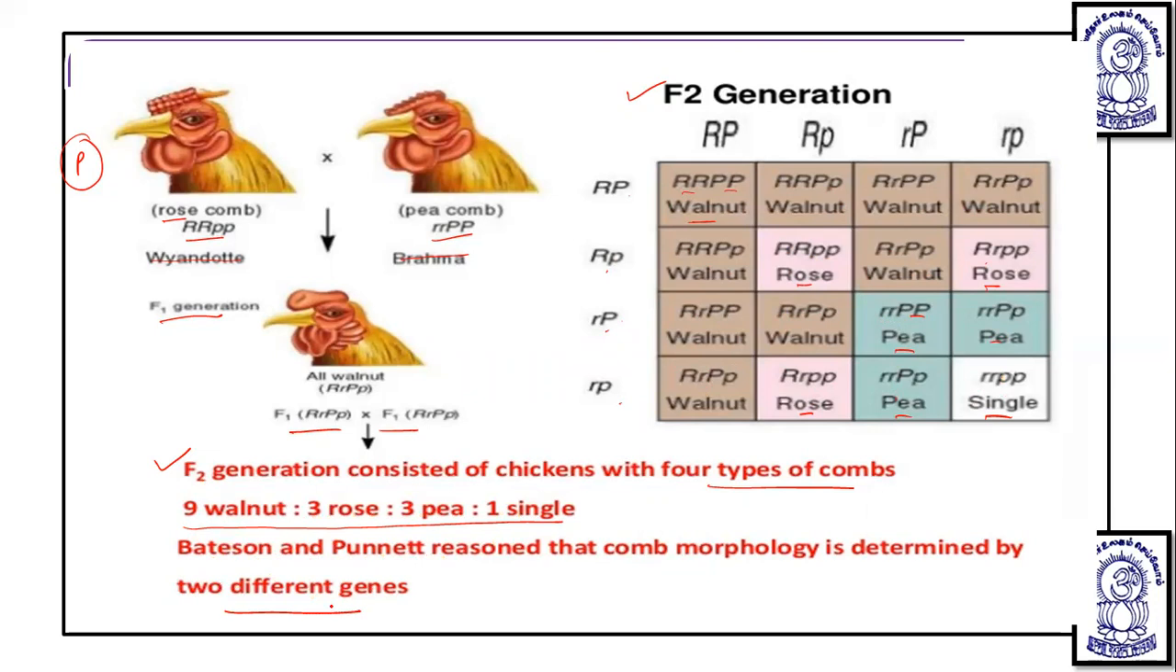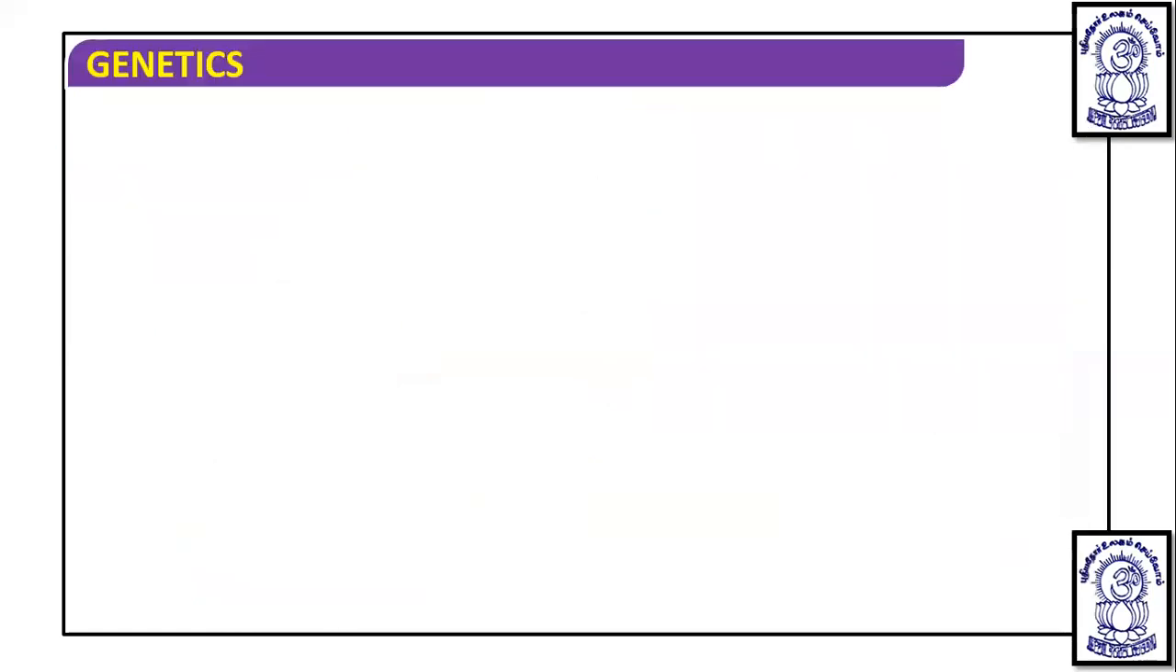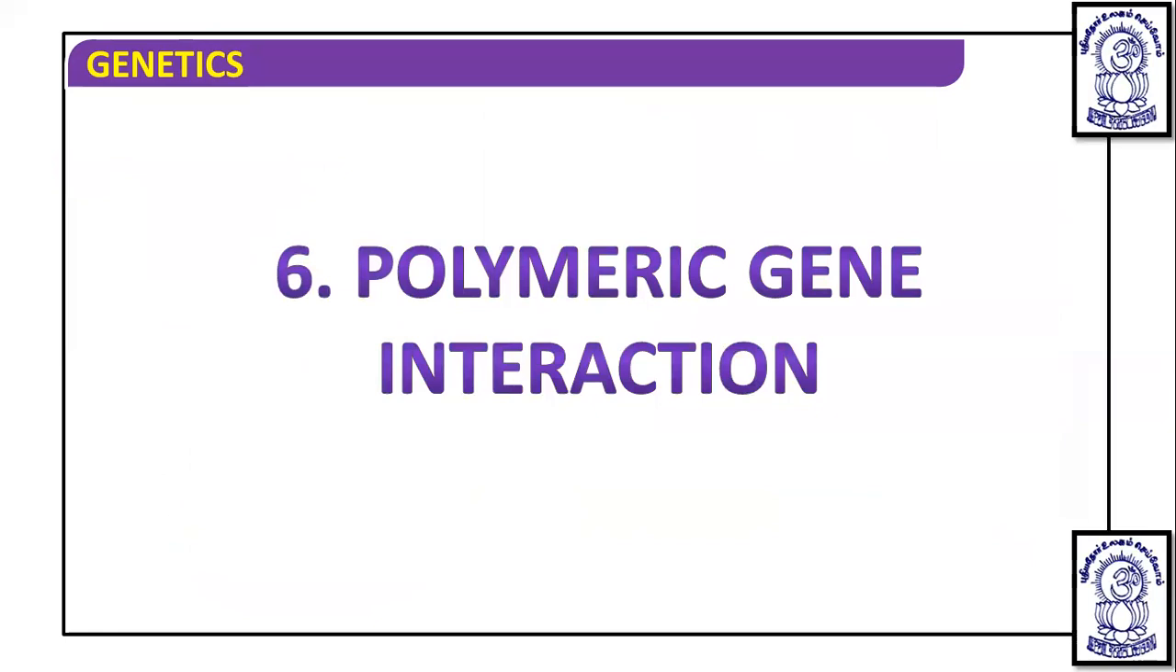Now you may say this is a 9:3:3:1 ratio, which is also the phenotypic ratio of a dihybrid cross. Yes, but in a dihybrid cross there are two different characters. Here two genes are interacting for only one character. Because of this, it is kept under two-gene interaction. I hope you understood this. After this, we are going to understand the next one, that is polymeric gene interaction.